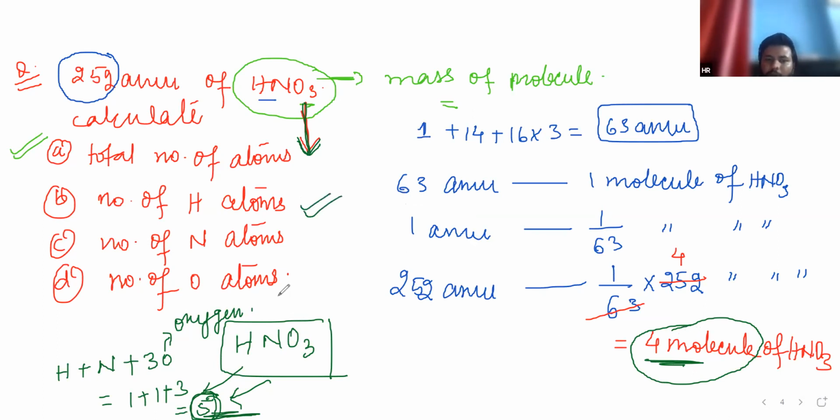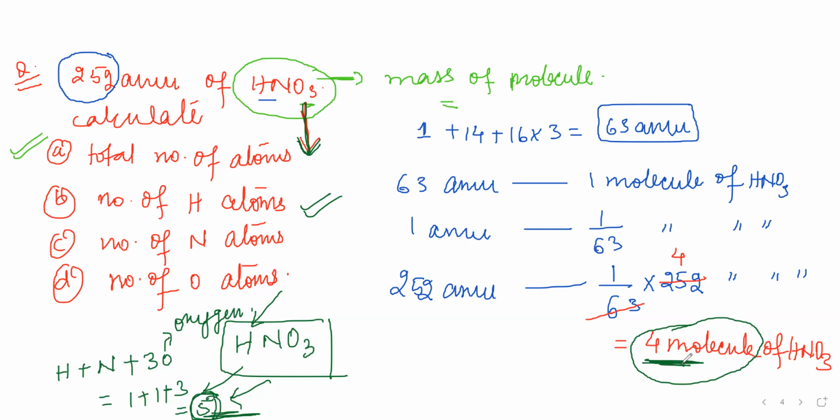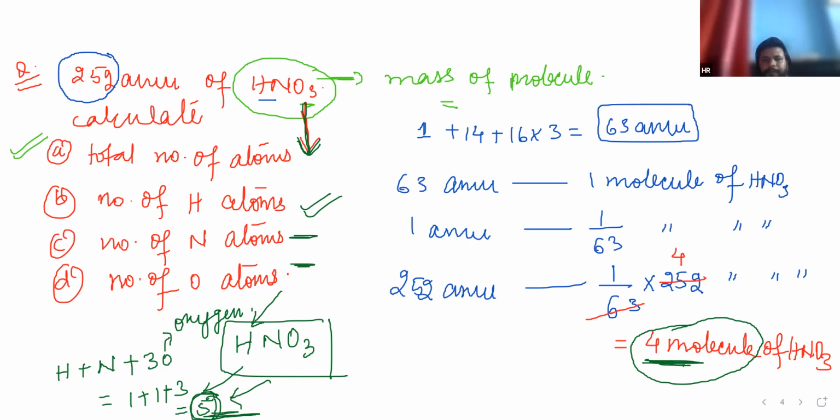Now tell me the number of hydrogen atoms. In one molecule, 1 hydrogen atom is present. You can see HNO3 is 1 molecule, and only 1 hydrogen atom. Then in 4 molecules, how many hydrogen atoms? 4 hydrogen atoms or not? Yes, sir. Then please calculate the rest, C or D. If you are still not getting it, please let me know. I will try to explain from the beginning.